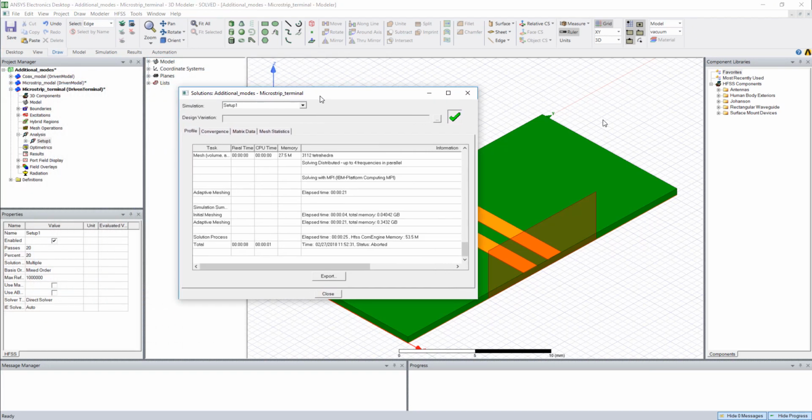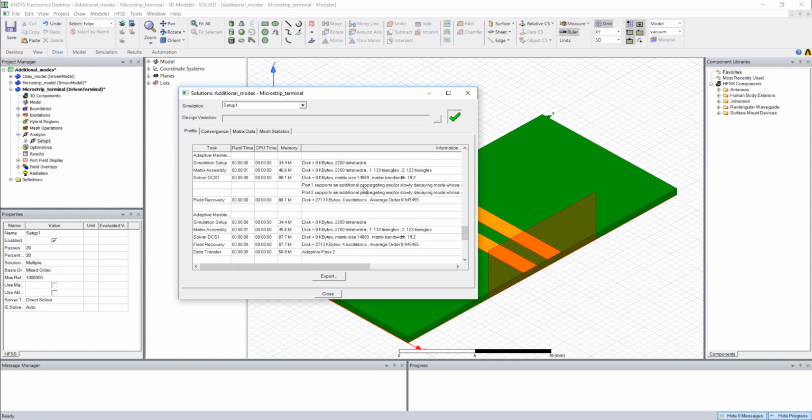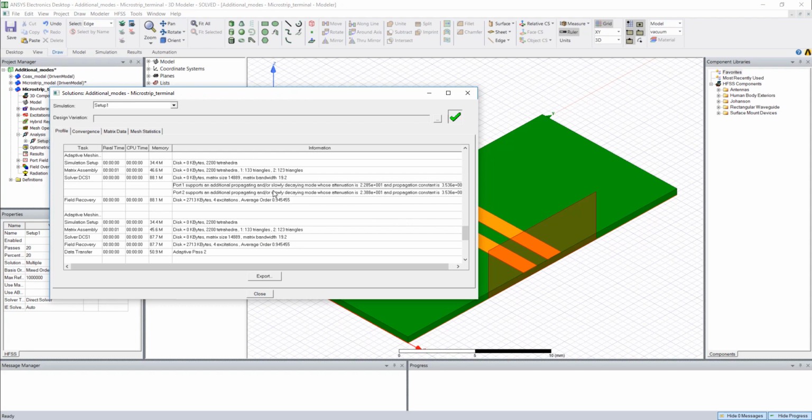So if I take a look at the profile and scroll up, you'll see that as I was meshing, I received this warning that both of my ports support an additional propagating and/or slowly decaying mode. So the question is, why am I getting this warning?